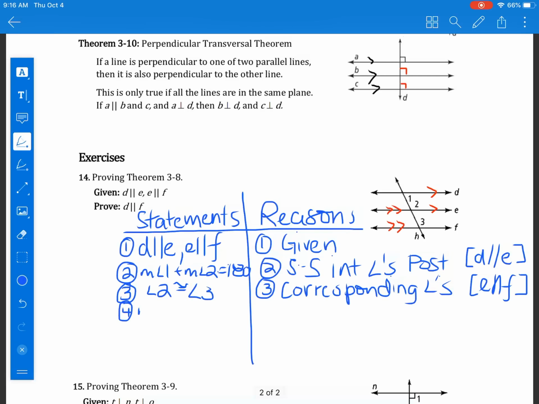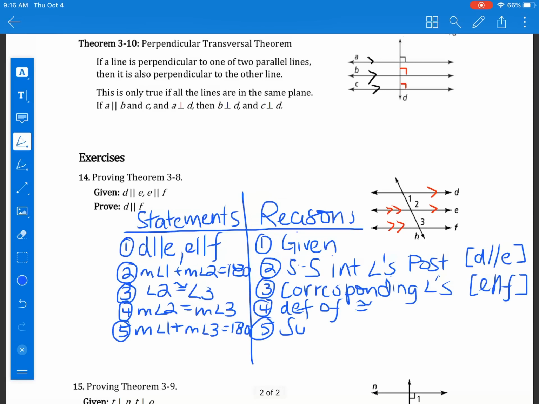Number 4 seems silly, but I need to tell you guys that the measure of angle 2 equals the measure of angle 3. The reason why I can say that is the definition of congruent segments. For step 5, I'm going to replace the measure of angle 2 from step 2 with the measure of angle 3 using substitution. So using substitution, I can replace angle 2 with angle 3 based on what we said in step 4.